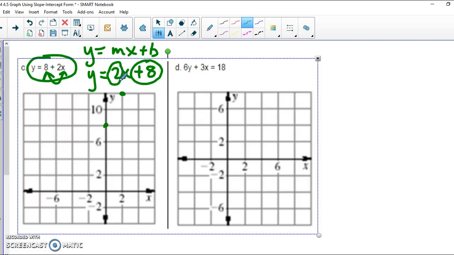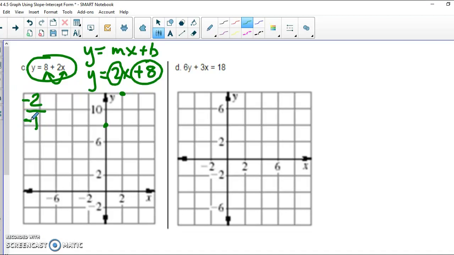So a slope of 2 could either be a rise of 2 and a run of 1, or it could be a -2 over -1. Both of those would simplify to a +2. So from my y-intercept, I could go down 2 and left 1, down 2 and left 1 to find the rest of the points on my line. So that's how we can finish graphing part C. Let's look at part D.